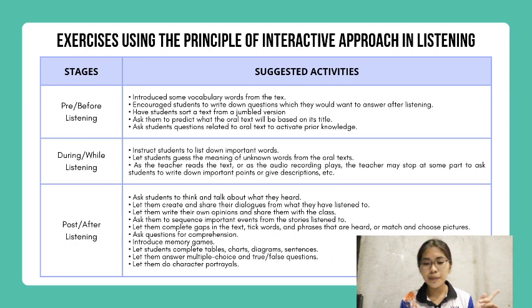Another activity is let them write their own opinions and share them with the class. Another example of this is, for instance, there is a character and that character has a questionable morality. For example, he or she is morally gray. So the teacher can ask the students what their opinion is about that character, whether they think the character is right in their actions, and then share them with the class.